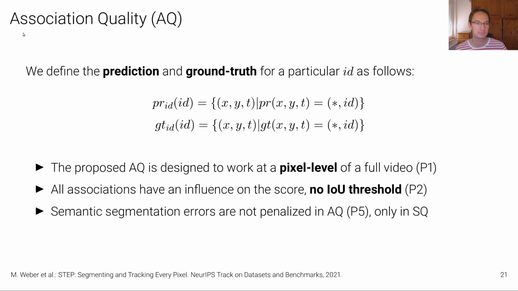We consider these sets of pixels because the proposed association quality is designed to work at a pixel level, therefore fulfilling property 1 that we described earlier. And all associations have an influence on the score. So we're not considering any IoU threshold, as you will see later. We're considering it continuously. We are accumulating, we're integrating over all object hypotheses. And then semantic segmentation errors are not penalized in the metric that we propose. So we really decouple the two problems. They are only penalized in the semantic quality that we'll have a look at later. So this is really just about the tracking part of the metric.